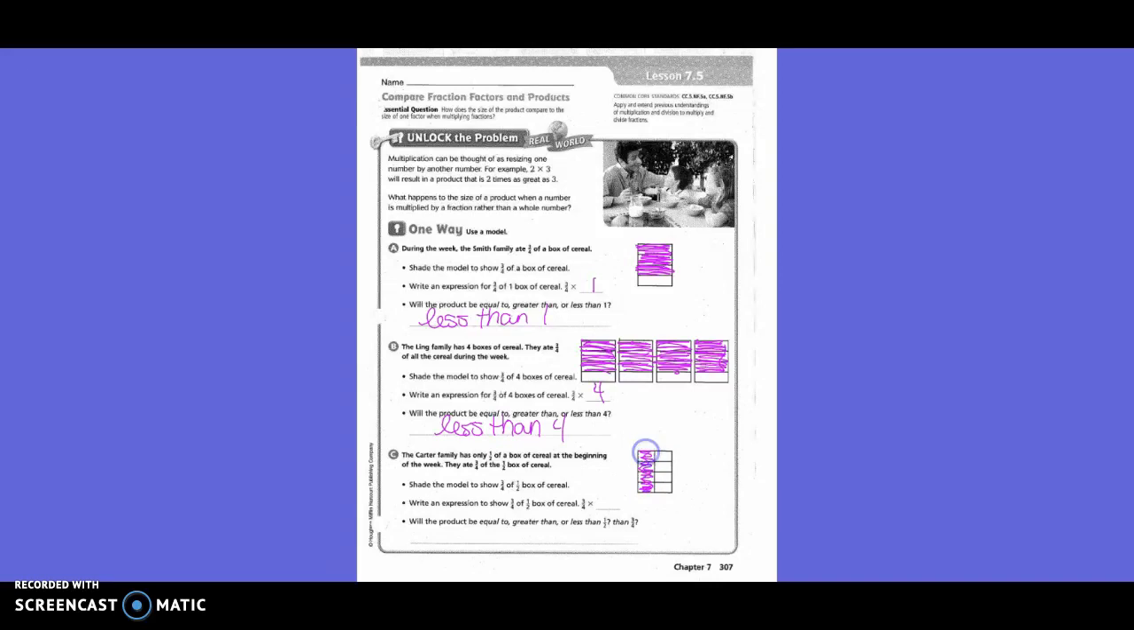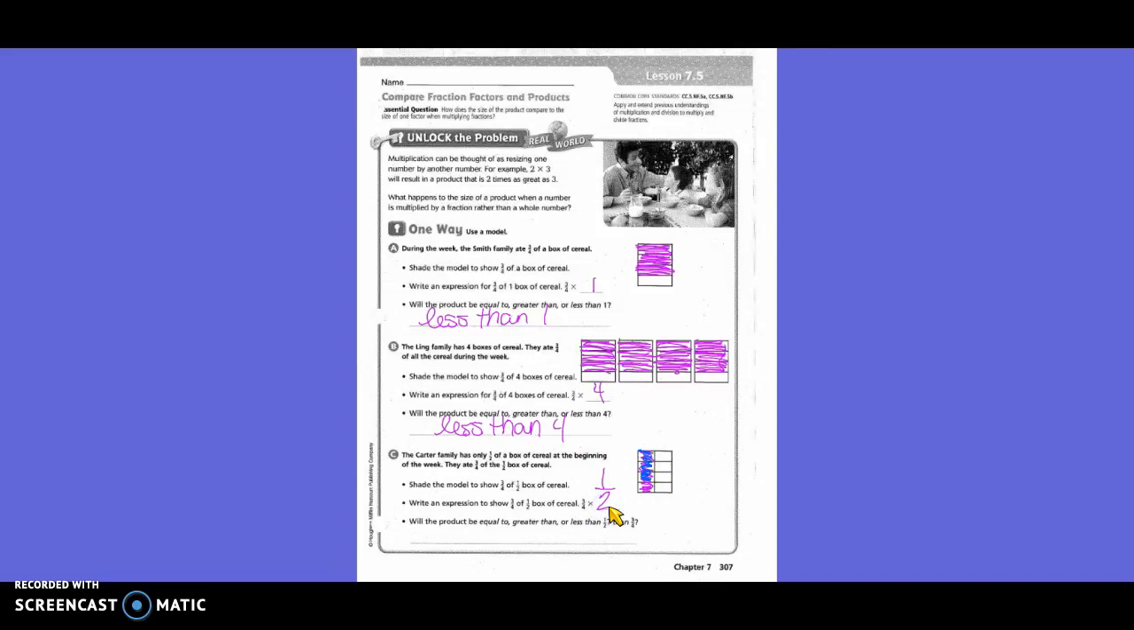And so half of that gets us how many boxes? 4 of the 8, right? Then you are going to shade how many of those 4 boxes darker? 3 of the 4, right? So I have a different color, but you're just going to shade it darker. Write an expression to show 3/4 of 1/2 of a box of cereal. So you take 3/4 times 1/2, right?